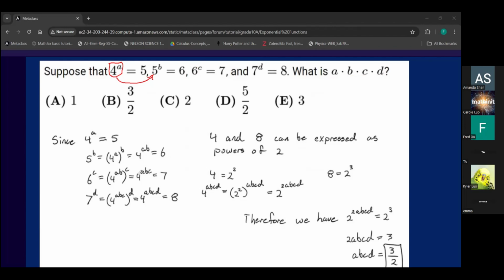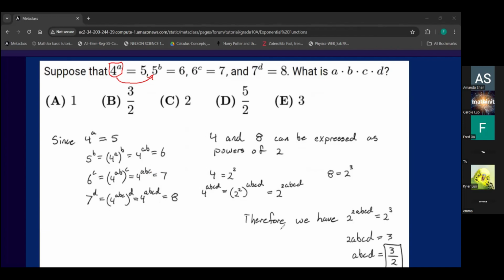And now you have 4 to the power of a times b times c is equal to 7. And then the same thing applies for the 7 over here. You can sub this exponent in for the 7. Okay, and then you get all this. You get 4 to the power of a times b times c times d is equal to 8.